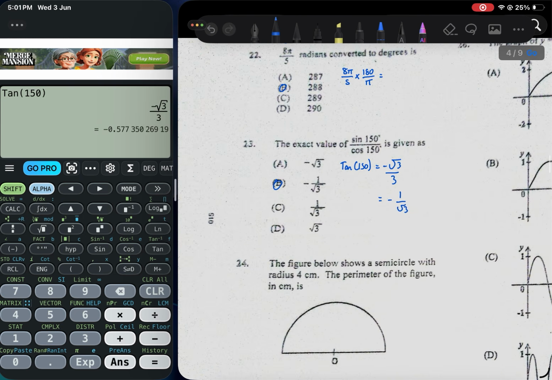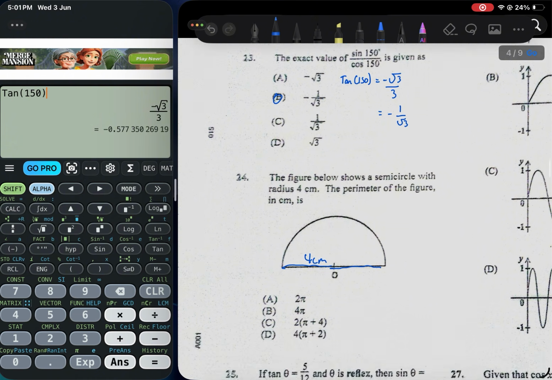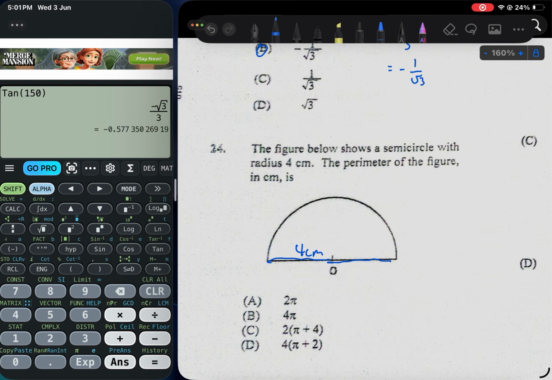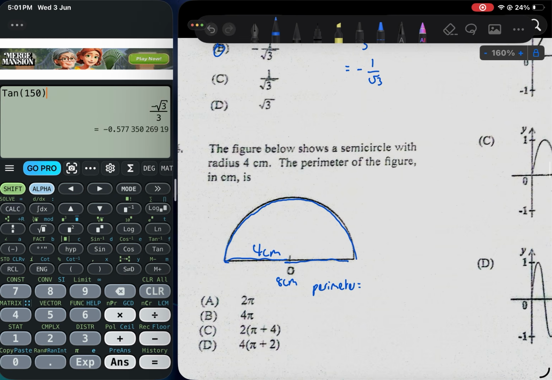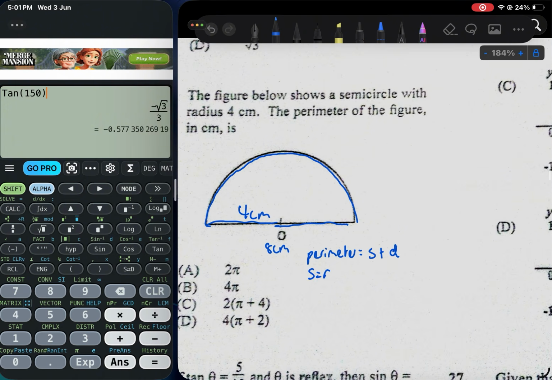The figure below shows a semicircle with radius 4 centimeters. So the radius is 4 centimeters, but the diameter, which is 2 radiuses, is 8 centimeters. And we're trying to find the perimeter, so it'd be the arc length plus the diameter. So perimeter is equal to the arc length, which we'll label S, plus the diameter. To find the arc length, we know it's the radius by the angle.